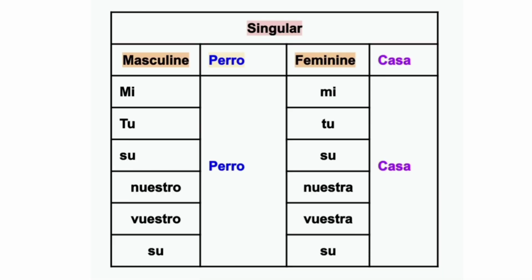This table shows two singular substantives. El perro, the dog. La casa, the house. If I want to say it is my dog, I would say mi perro. Your dog, tu perro. His, her dog, su perro. Our dog, nuestro perro. Your dog, vuestro perro. And finally, we have their dog, su perro. The pronouns are the same for a feminine word. Mi casa, tu casa, su casa, nuestra casa, vuestra casa, su casa.